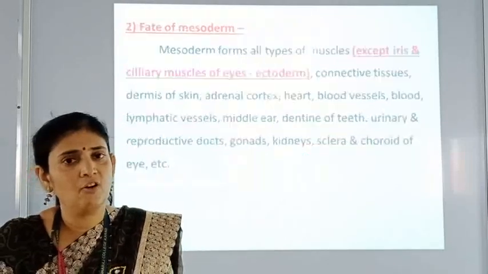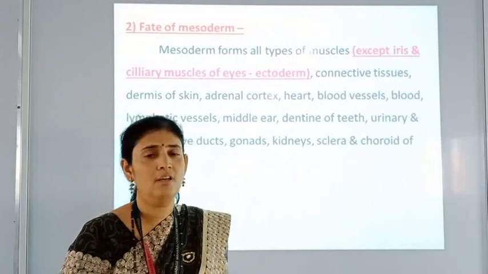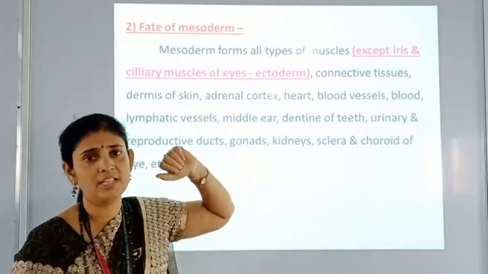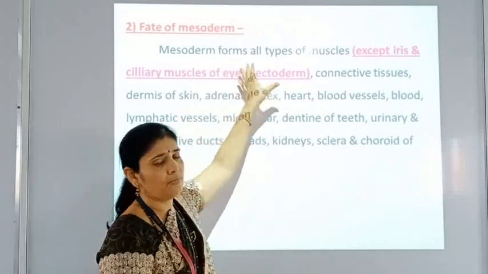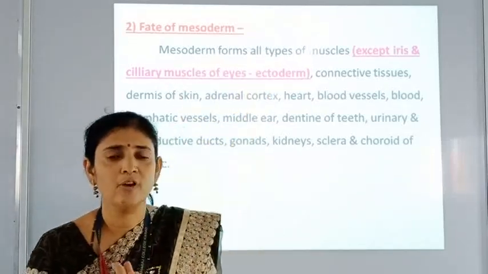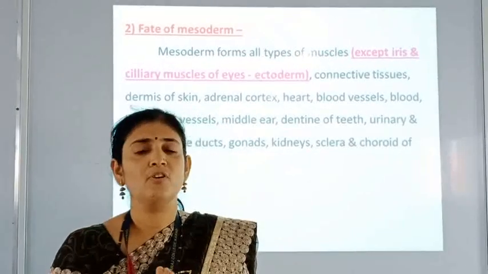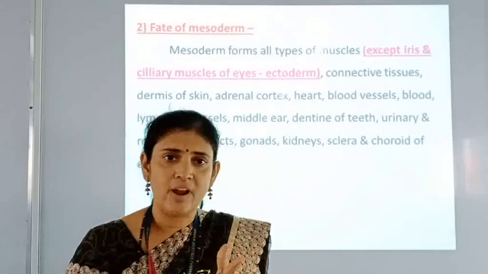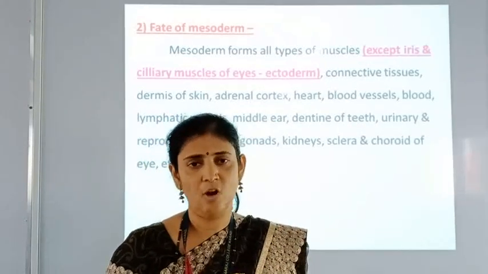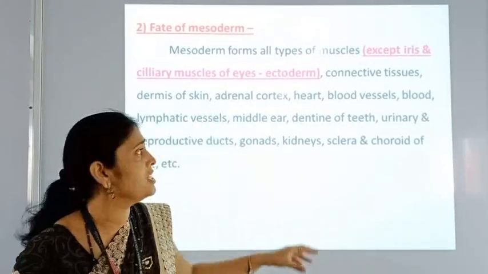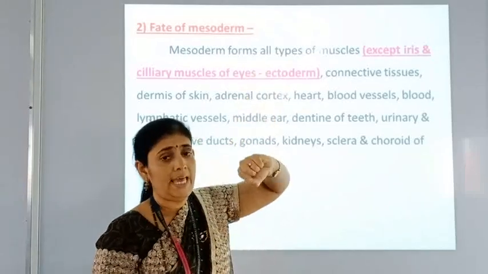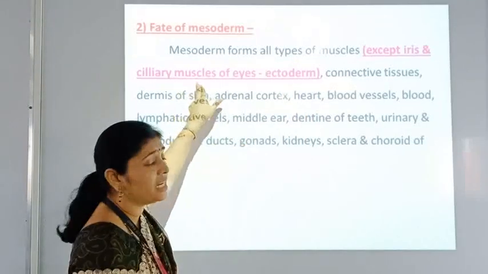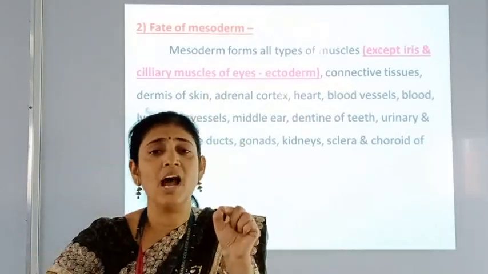Now the fate of mesoderm. Different body parts or organs which are derived from this mesoderm. Here we can see. So mesoderm for all types of muscles. As we have studied, there are different types of muscles present in our body, that is smooth muscle, then striated muscle and cardiac muscles. All these muscles are derived from this mesoderm, but except there is iris muscle and the ciliary muscles which are present in our eyes.